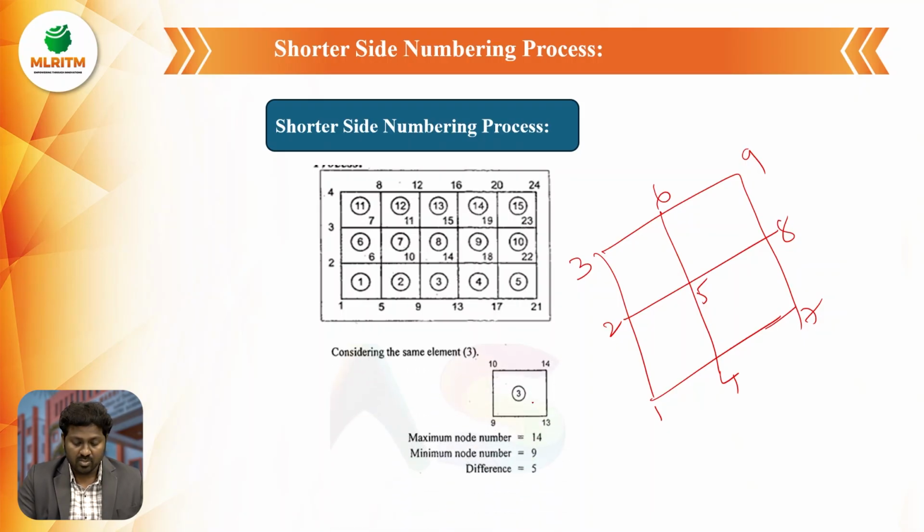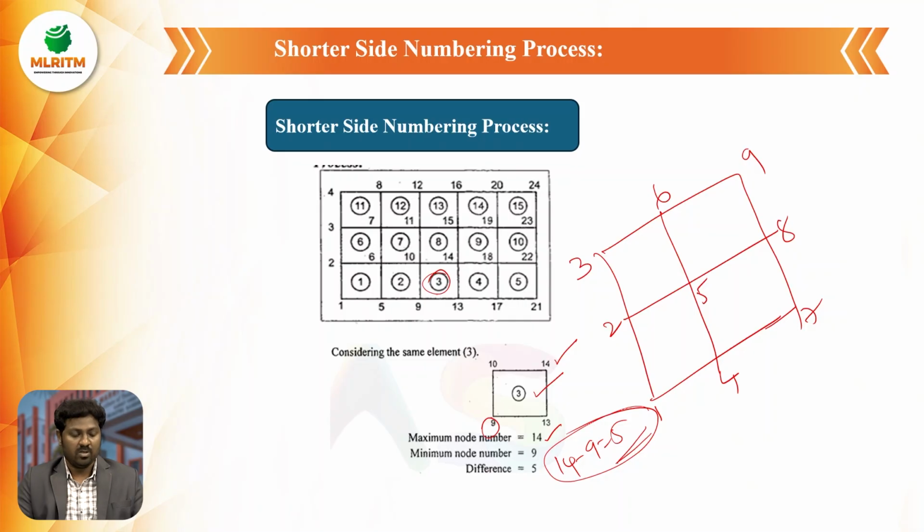Here also it is the same. Taking element 3 as the example, the maximum node number is 14 and the minimum is 9. 14 minus 9 gives 5, which is the difference in the node numbering system. This is most important for calculation, to make the problem easy to solve.